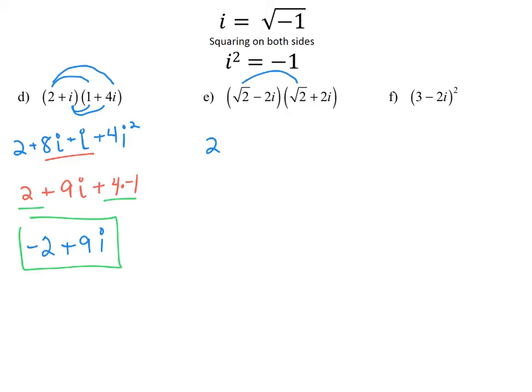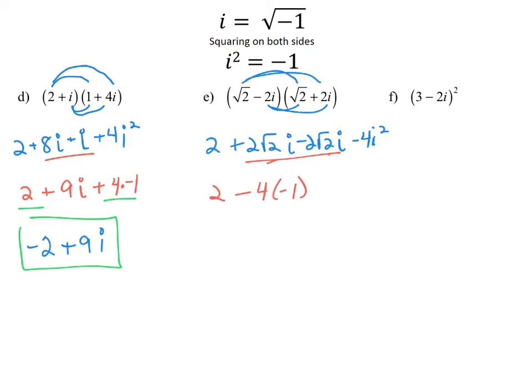The outer is plus 2 times the square root of 2i. The inner is minus 2 times the square root of 2i. And then the last is minus 4i squared. When we simplify by combining the middle two terms, these are opposites, so they're going to cancel out. And 4i squared is the same thing as negative 4 times negative 1, since i squared is negative 1. So this becomes 2 plus 4. So our final answer is 6.